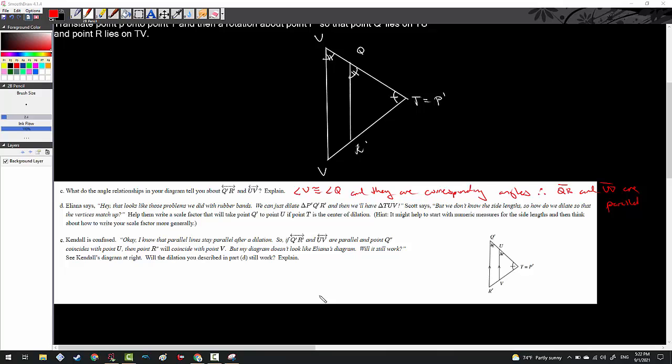Let's see here. And Scott says, but we don't know the side length, so how do we dilate so that the vertices match up? Help them write a scale factor that will take point Q to point Q prime to point U if T is the center of dilation. And it says it might help to start with numeric measures. So why don't we go ahead and do that?